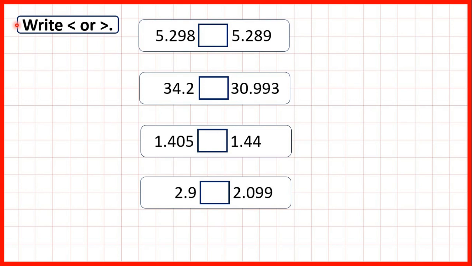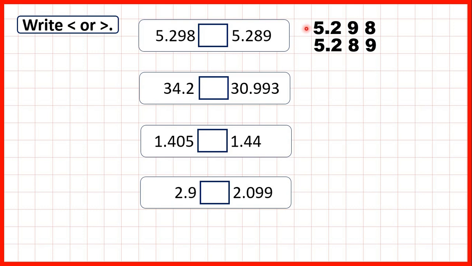Now we need to compare decimals. First we have 5.298 and 5.289. The way that we compare decimals is to write both numbers out, one below the other, with the decimal points lined up, because if the decimal points are lined up, then the place values, so the ones, tenths, hundredths and thousandths digits, will be lined up as well.